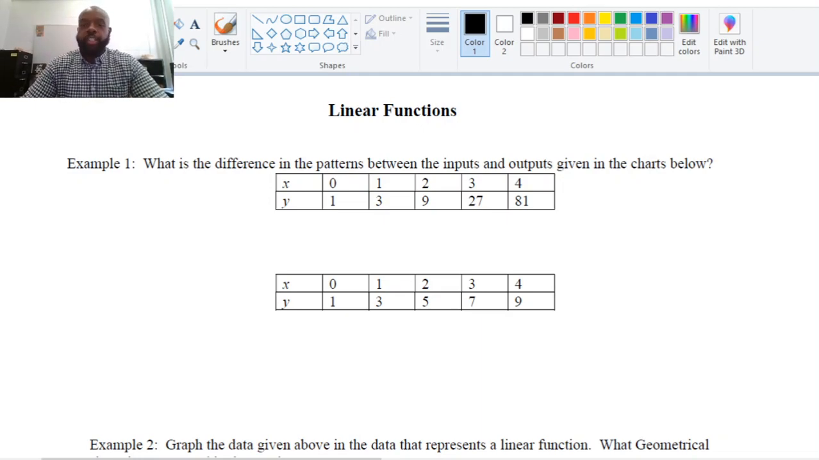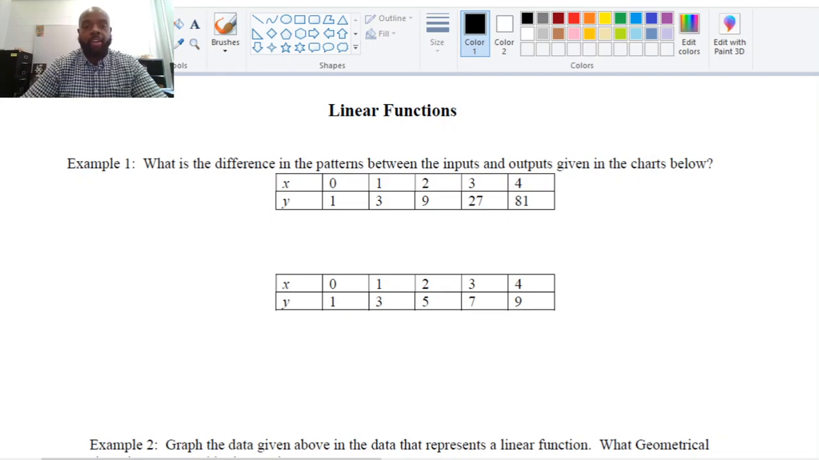In this video, we're going to talk about linear functions. And to start off, we're going to look at these two tables here. And we want to notice the difference in the patterns in the inputs and outputs of the tables given below.